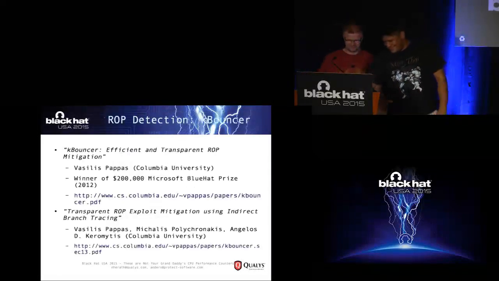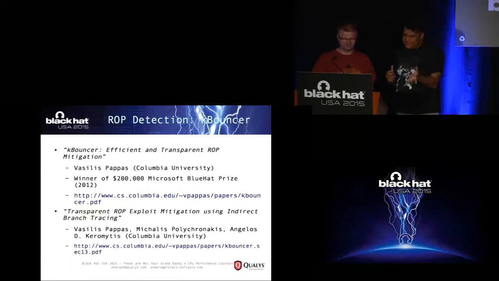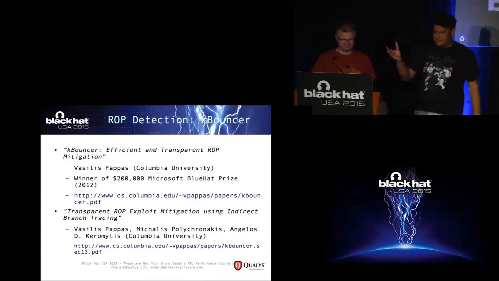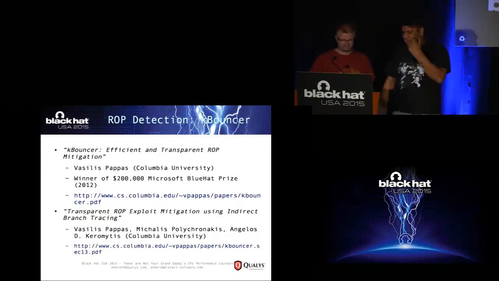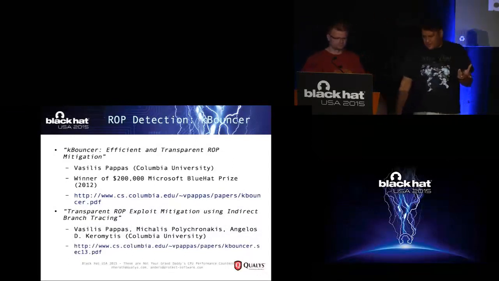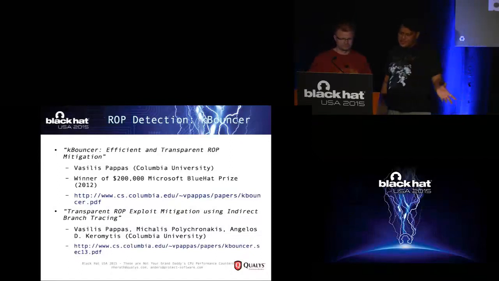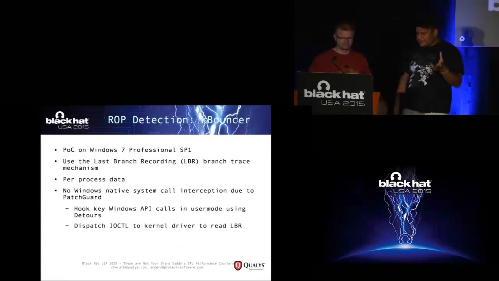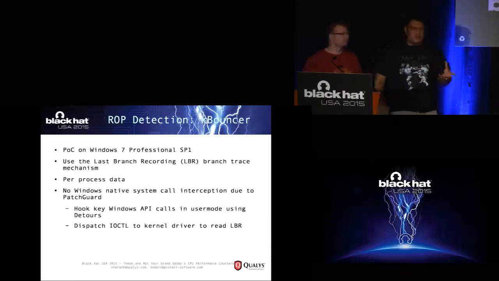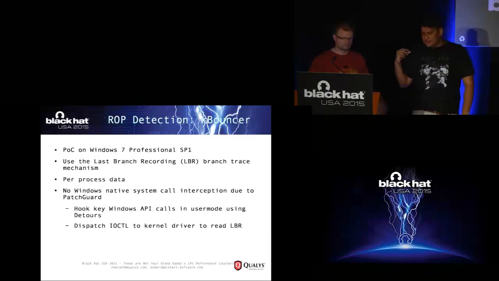Okay. So in terms of ROP detection, some of the more interesting stuff is done by these guys, which is basically, they call it K-Bouncer. They basically won the Microsoft BlueHat Challenge for this. So what it basically does is that they did the proof of concept on Windows XP Professional Service Pack 1. And what it does is it uses the last branch recording, or the LBR stack, in Intel CPUs.